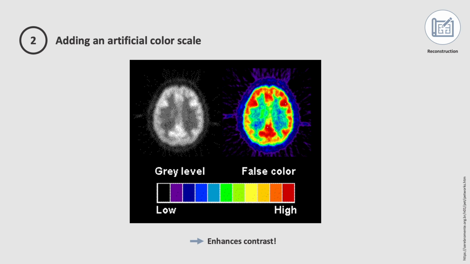Secondly, an artificial color scale is often added. This helps enhance the visibility of the affected areas by increasing the contrast. However, this step is not always done.